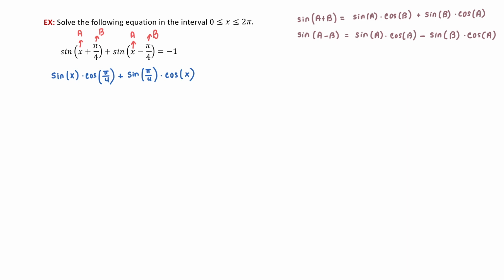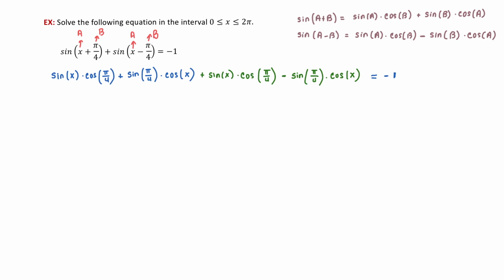Now we're going to go ahead and do the second term. We're going to expand the second term, and I'm going to do that in green, a different color, so that we can keep track of everything. So now plus sine x cosine of pi over 4 minus sine of pi over 4 times cosine of x. All of this equals -1. So this is what we have.